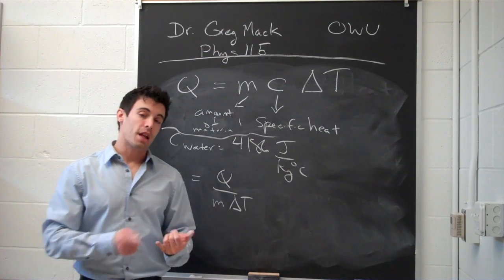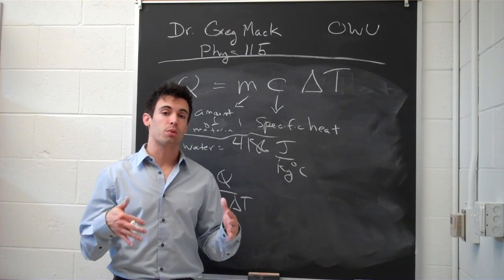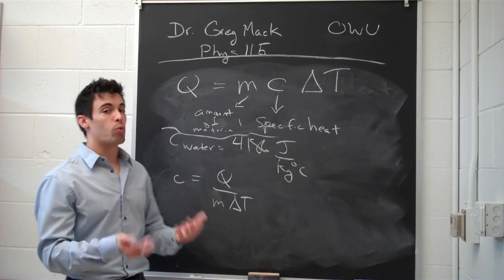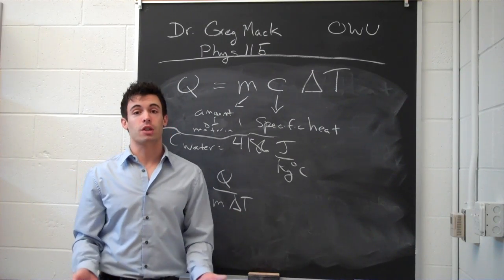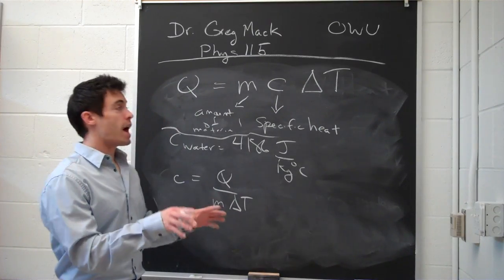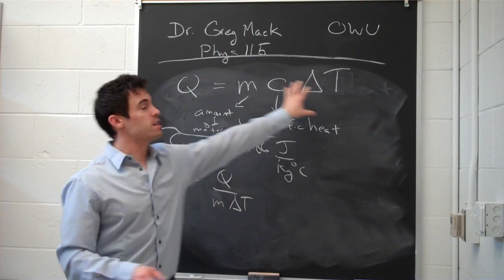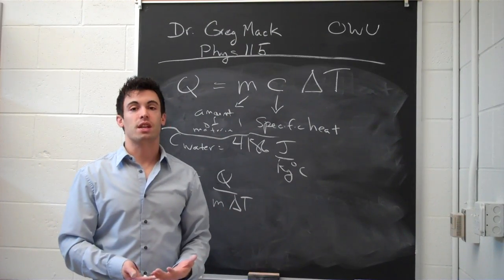And again, that C is going to be different for every single material. It's going to be different for silver, it's going to be different for gold, it's going to be different for aluminum, it's going to be different for water, it's going to be different for mercury. All of those are going to have different specific heats because they're different chemical substances. And people do calorimetry using this idea in order to actually figure out what those different specific heats are.